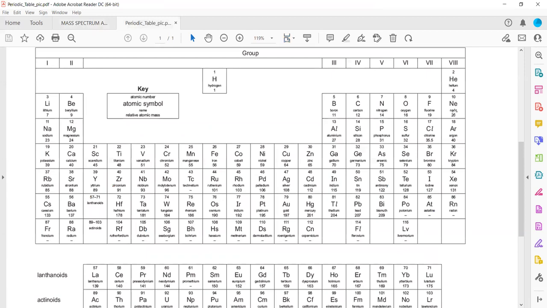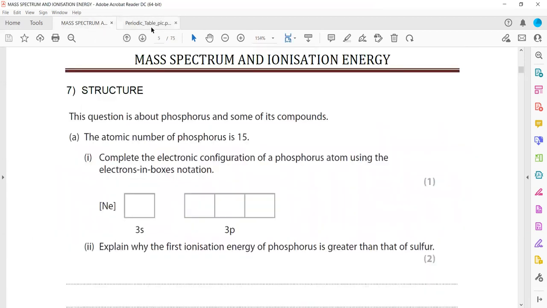Neon has 10 electrons in total, so 10 electrons are already arranged till neon. We have to arrange 15, so we have to arrange 5 more. So how do we arrange? 3s will have two, one clockwise and another anti-clockwise, because of opposite spin, so they can overcome the repulsion. Then in 3p, when electrons occupy, first they will occupy singly and then they will pair up. But first it's always single.